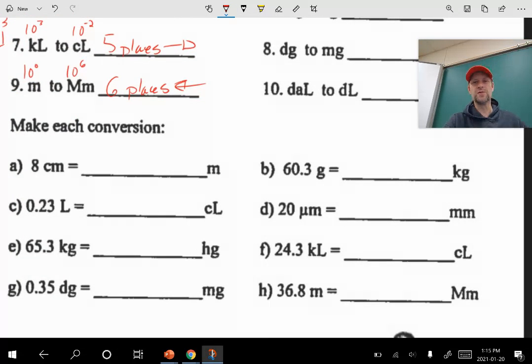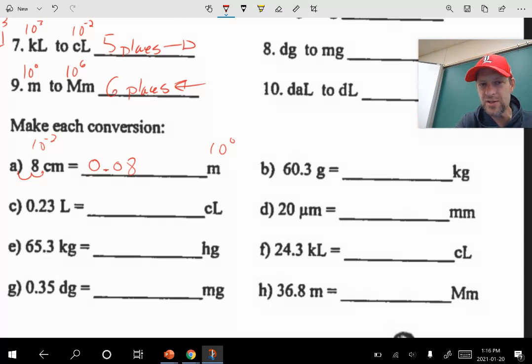These ones down here, make each conversion, are for you to do. I'll do the first one for you. So we're trying to go from centimeters, 10 to the power of negative 2, to meters, 10 to the power of 0. The difference is 2. But which way do we move it? Going from 10 to the negative 2, or from centi up to no prefix, is going up the list. So you're going to move the decimal to the left. 1, 2. So 0.08 meters is the answer. The way I showed you how to do those first ones, you would just multiply the 8 times 10 to the power of negative 2, and that would give you the 0.08, or times it by 0.01. That would give you the 0.08.